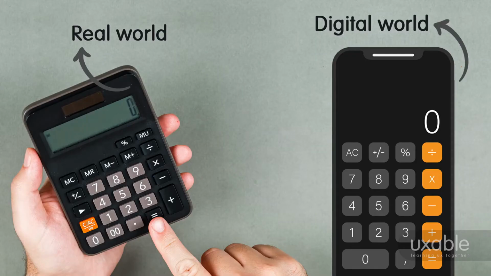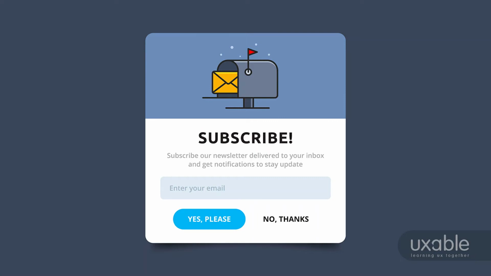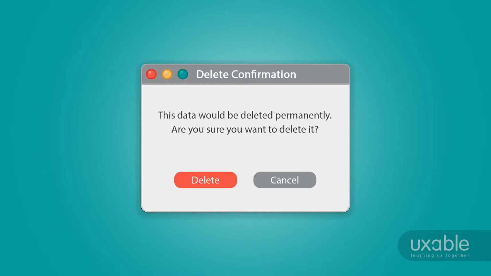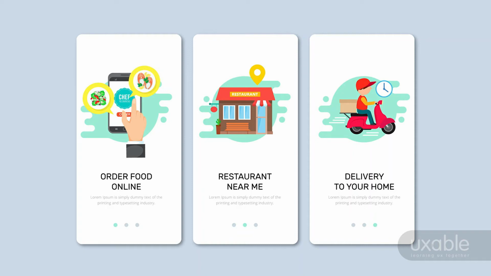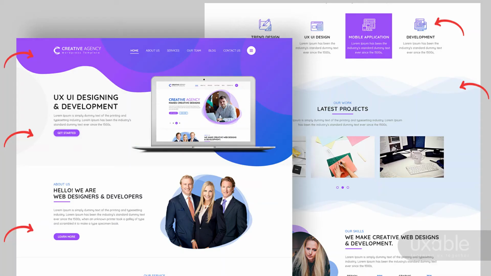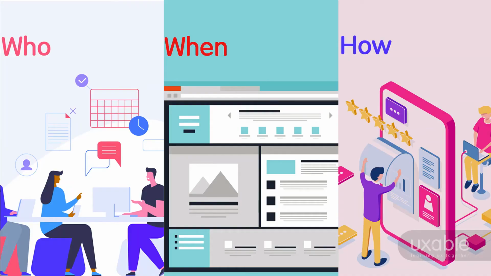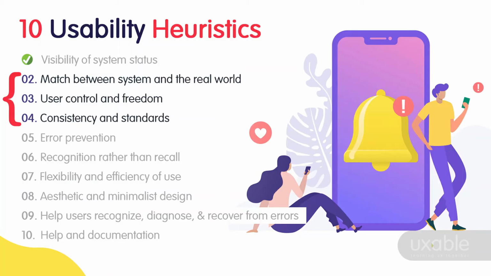In today's video, I'll be talking about part 1 of heuristic evaluation with a lot of interesting and simple examples which would help you to understand the heuristics guidelines better. In my last video, I spoke about what is heuristics, the who, when, and how of heuristics. Also, I spoke about the first rule of heuristics, that is visibility of system status. So in today's video, I'll talk about the second, third, and fourth rule, that is match between system and the real world, user control and freedom, consistency and standards.